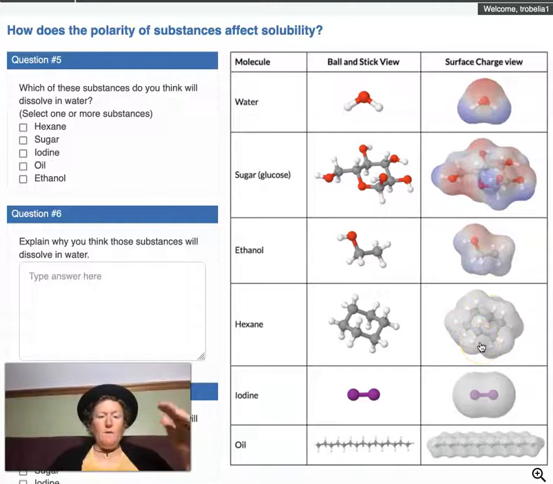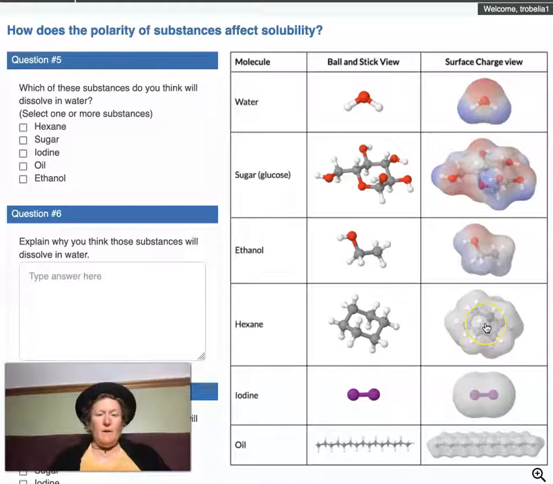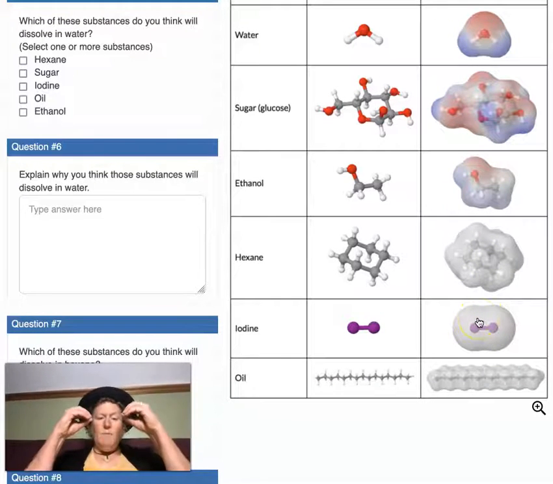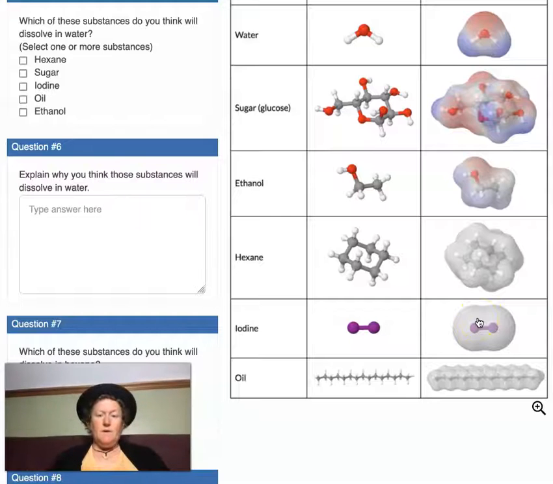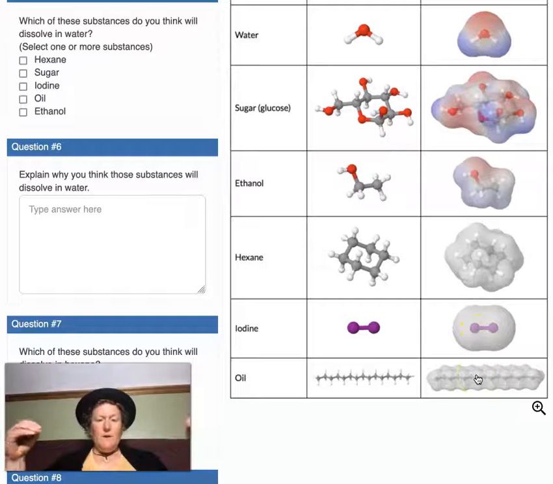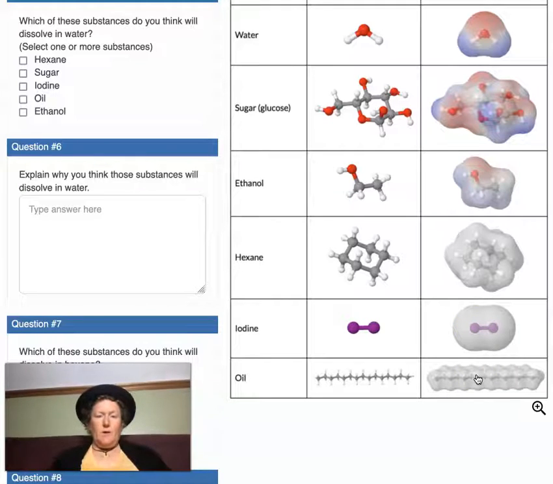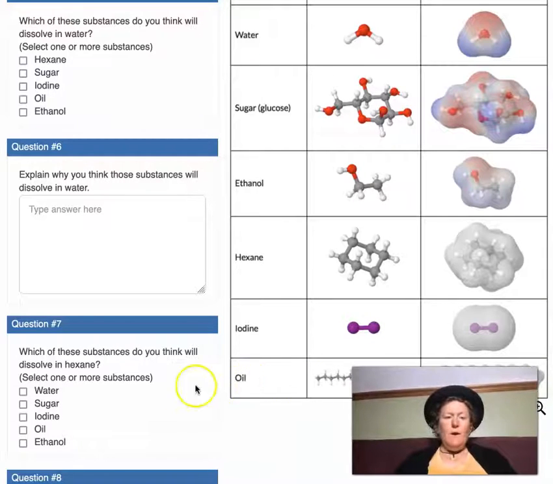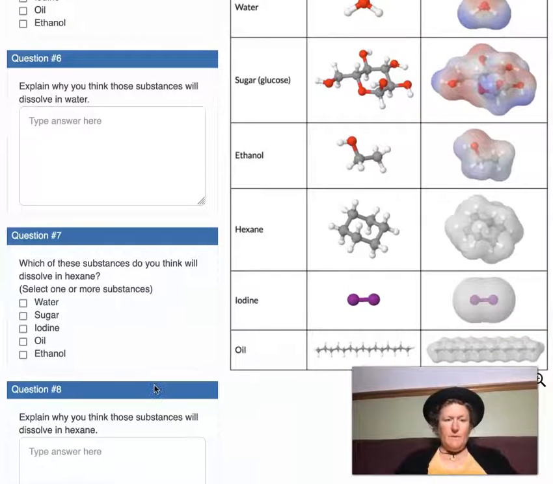Hexane is all just carbon sharing its electrons evenly. Iodine shares its electrons evenly because it's two of the same molecules with the same electronegativity. And then there's oil, which is all the same carbons and hydrogens, and they share well. So these are not polar here, and these are polar. So that's something to pay attention to when you're making your predictions.